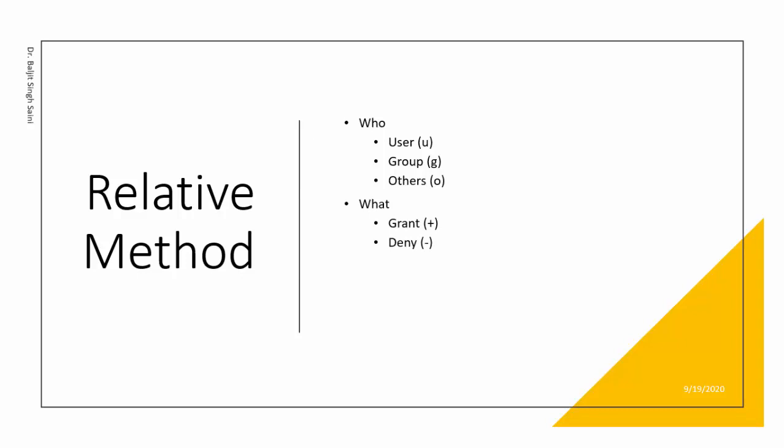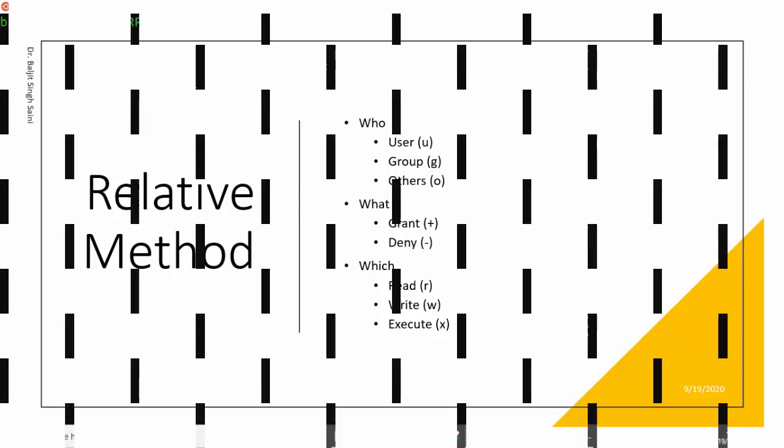Second is what. What means whether you are going to grant the permission or you are going to deny the permission. So if you want to add on a permission, use the plus sign. If you want to take back an existing permission, then use the minus sign. Finally, the third thing is which. This means that which permission are you talking about, either the read permission or the write permission or the execute permission. So now let us see how this works.